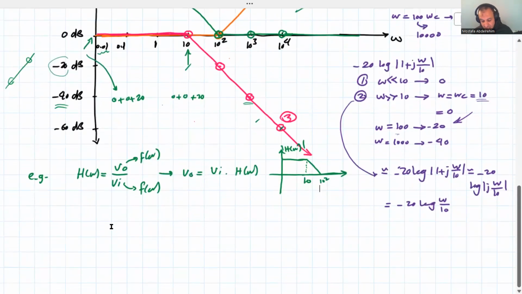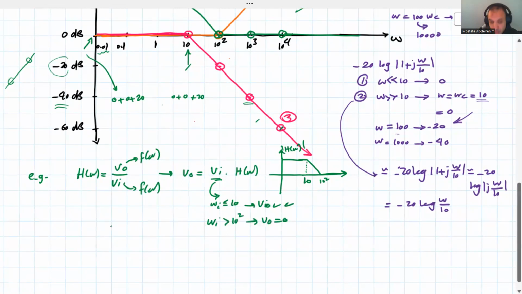So what does that mean? That means if the input has a frequency less than or equal to 10, you're going to see V output, and V output will be equal to V input, or maybe higher than the input. But if omega, the frequency of the input voltage, I mean, is higher than 100, the output will be 0.